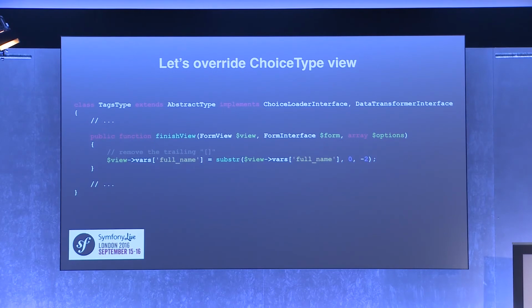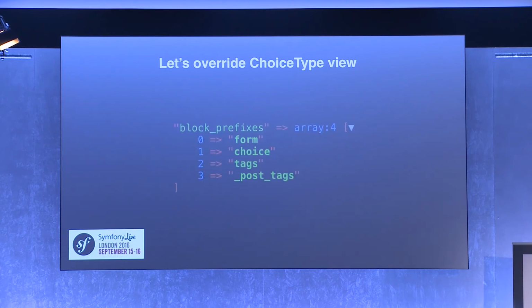Just by defining multiple to true, the choice type in its finish view method will add the braces at the end of the name, so the form submits an array of names. But in our case, we don't want to do this because we want to submit a string and transform it later. So we have to override the full name set by the choice type and cut out the braces. And if we want to use a simple text field on a choice type, we should override its view too.